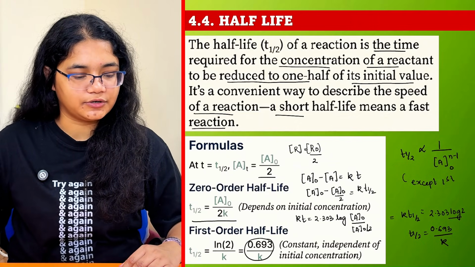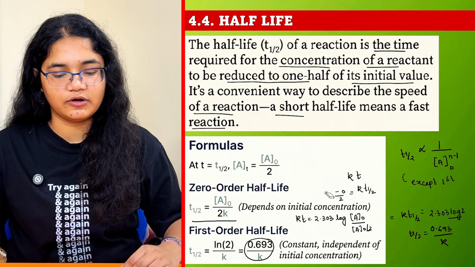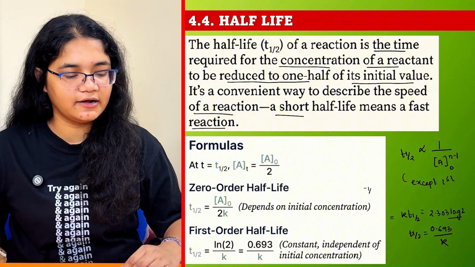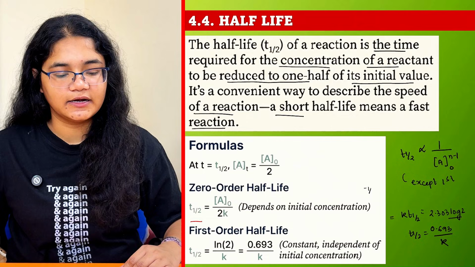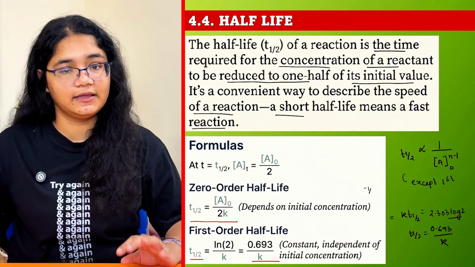So let me just remove all this so that we can focus on the formulas only. So what is the formula for zeroth order half-life? You can see that for zeroth order the half-life is t0 is equal to A0 by 2k, and for first order it is 0.693 by k.